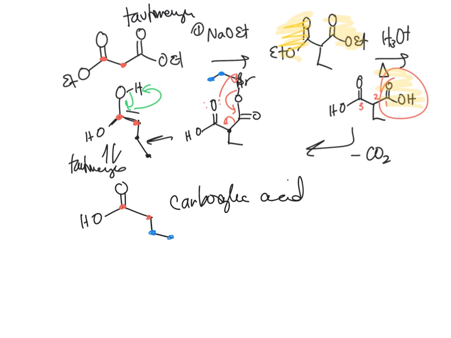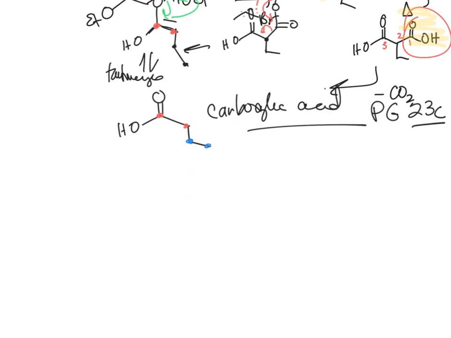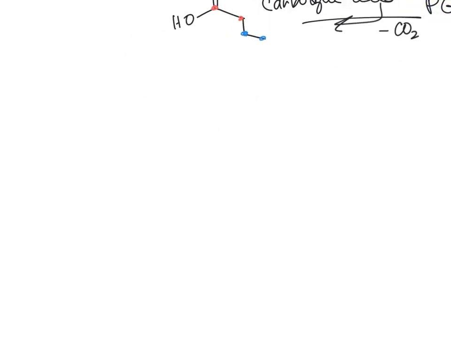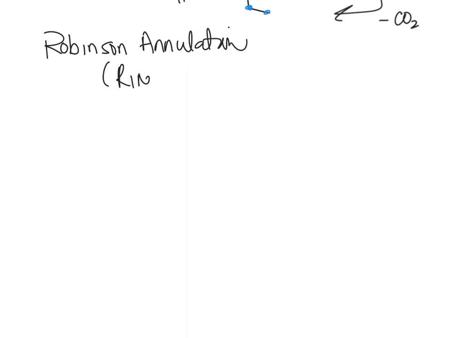Okay, so that's a little bit of a review, and that was in POGL 23C. So those are the reactions so far that you will be tested on tomorrow. Now, what I want to look at here today in our last reaction is the Robinson annulation. Okay, and this is a ring forming reaction. So you might want to get a new reaction sheet.